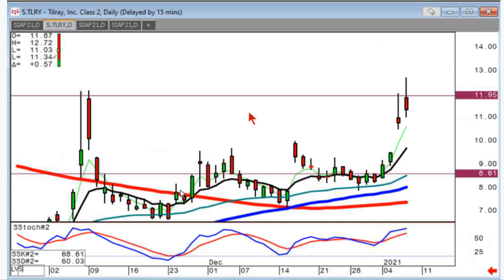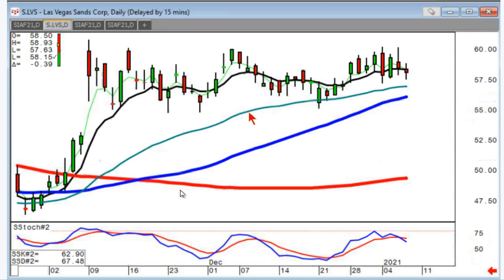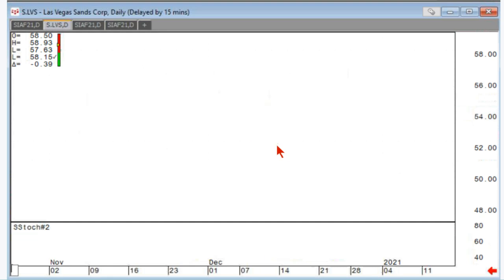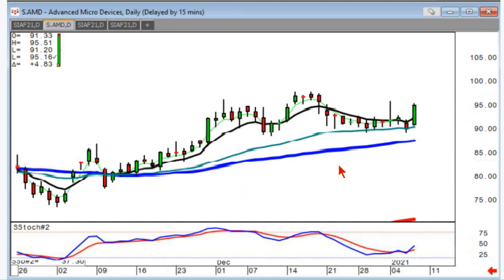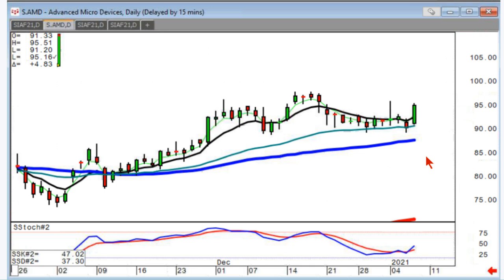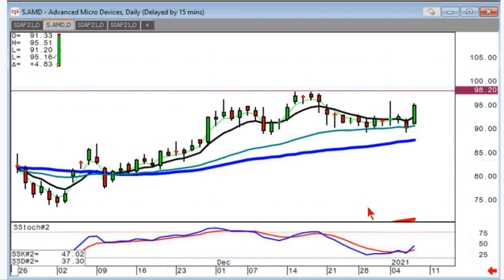Las Vegas Sands, I wouldn't be long or short. That one has absolutely no direction. Advanced Micro, this one you can get ready to buy. It's not a real strong chart. I probably wouldn't buy it until it breaks up through this level. But it's still not a real good chart, and I say that because there's probably a ton of better ones out there.